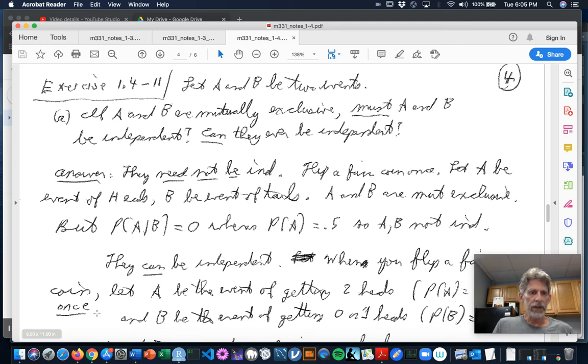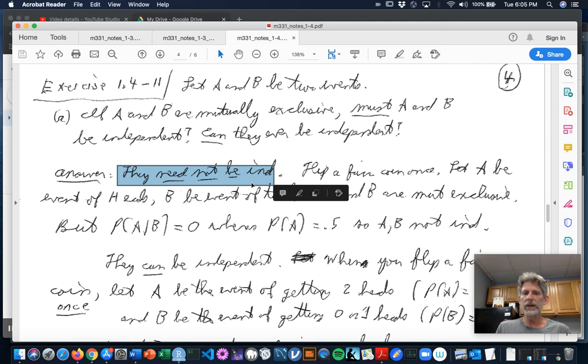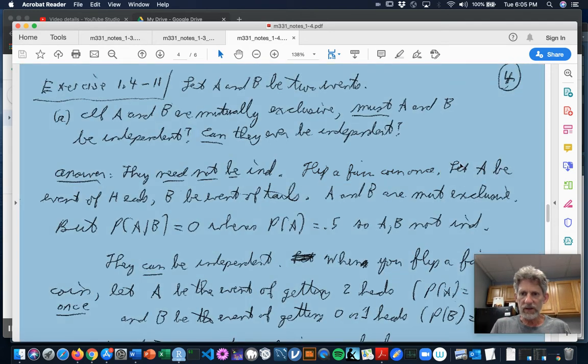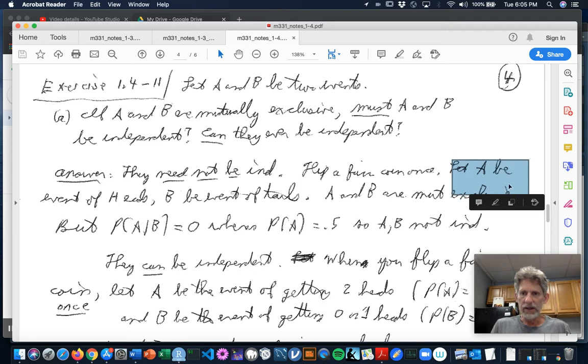So my answer, first of all, to the first little question is that they need not be independent. Here's an example where your two events are mutually exclusive but not independent. The random experiment that I'm going to trot out for you for an example is to flip a fair coin once and just watch whether it comes up heads or tails. And let A be the event that you get heads, and let B be the event that you get tails. So A and B are definitely mutually exclusive.